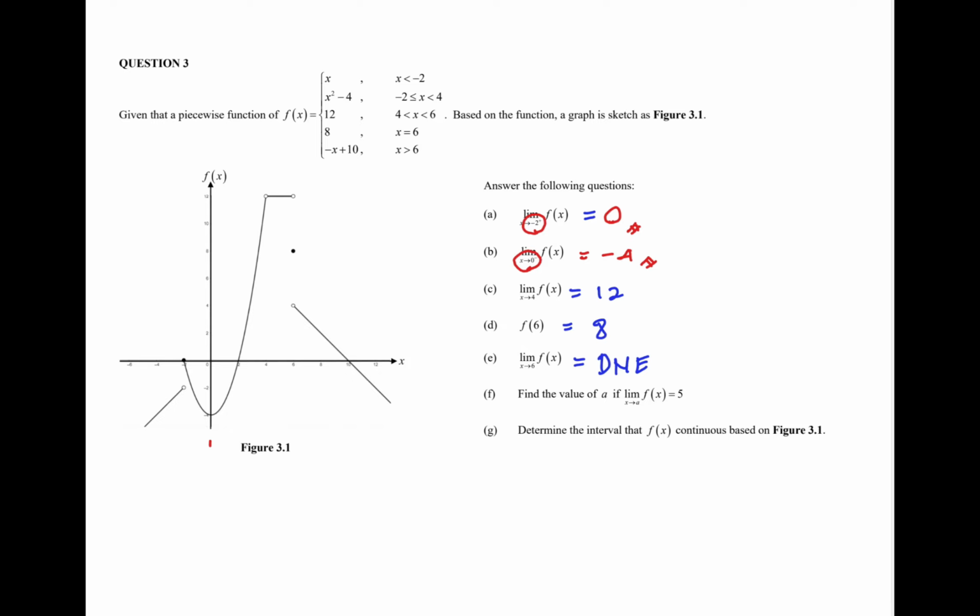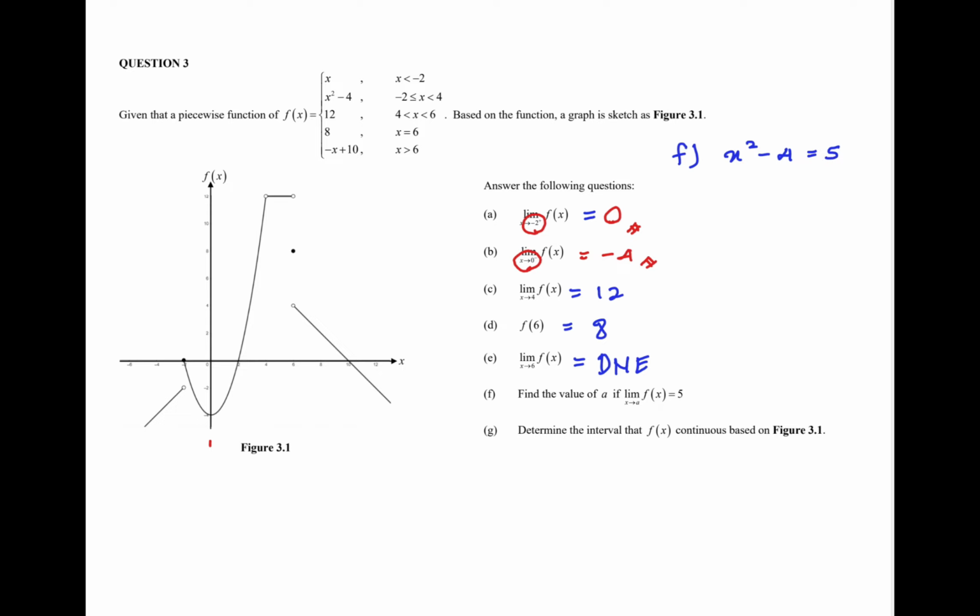Question F, we want to find the value of a if the limit as x approaches a of the function f(x) equals 5. Since f(x) equals 5 touches f(x) equals x squared minus 4, so x squared minus 4 equals 5.